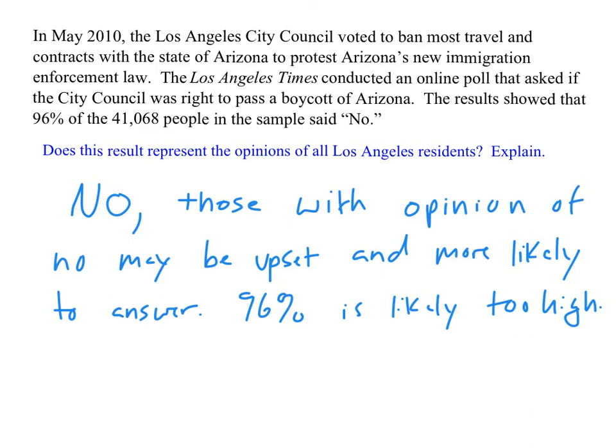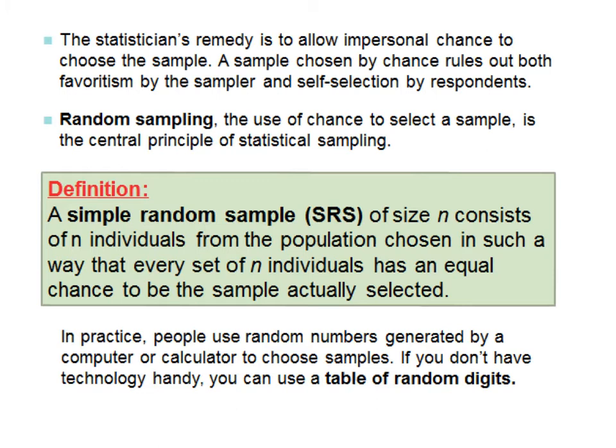Allowing people to choose themselves gave basically a systematic way for us to get the answer of no at too high of a rate. All right, convenient sampling is bad. Voluntary responses are bad. Randomness is good.